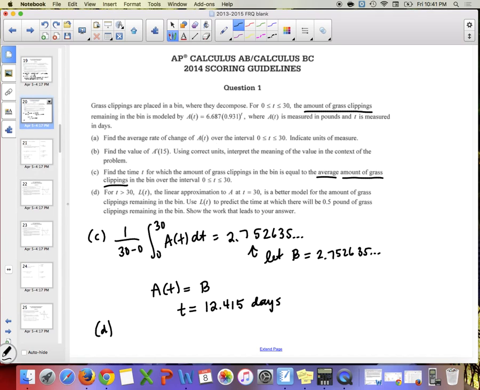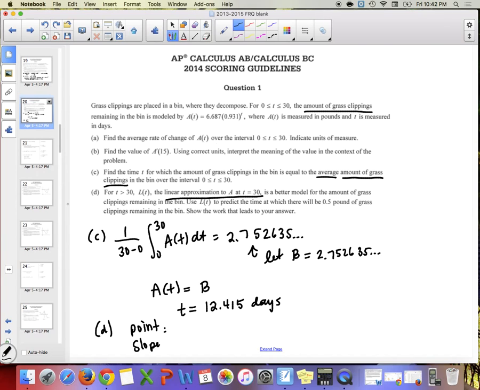And then part D, it says for t greater than 30, L of t, the linear approximation to A at t equals 30, is a better model for the amount of grass clippings remaining in the bin. So after we get to 30, we use the linear approximation instead. So use L of t to predict the time at which there will be 0.5 pounds of grass clippings remaining in the bin. So when do we only have 0.5 pounds left? Okay? So don't get scared. Whenever you see a linear approximation, all it is is the equation of a tangent line. So we need the point, and we need the slope.